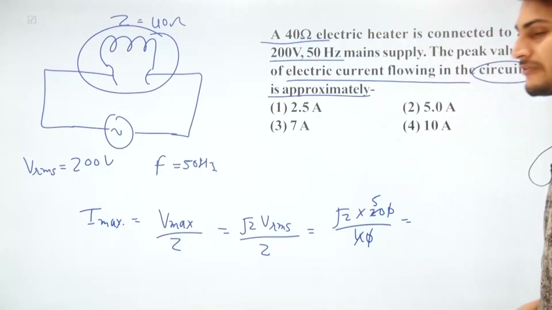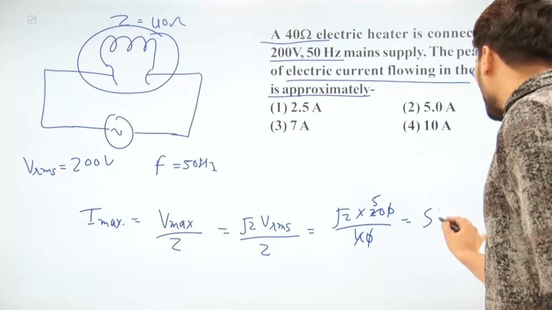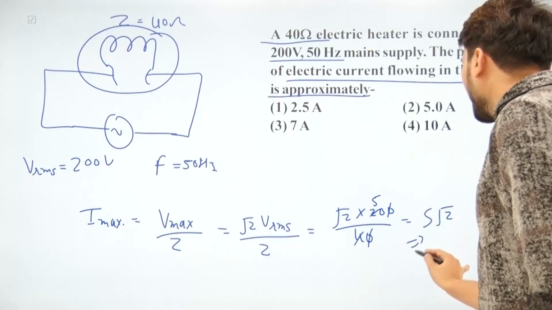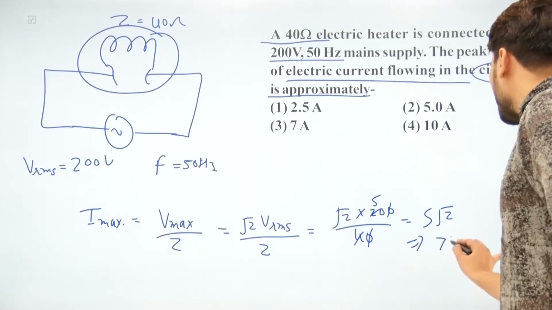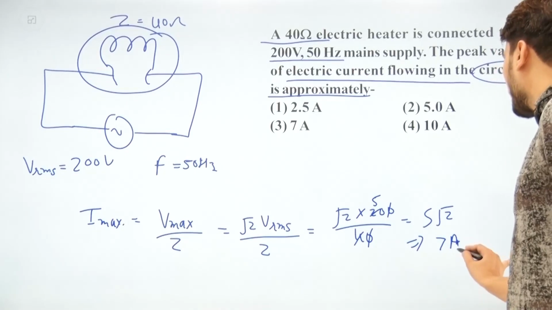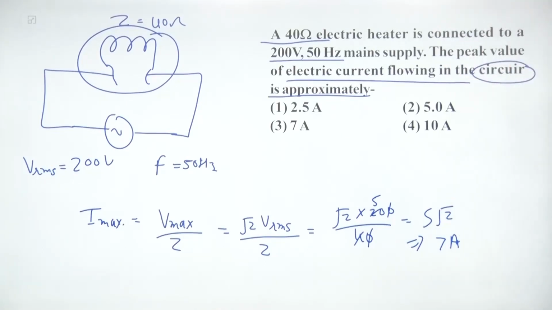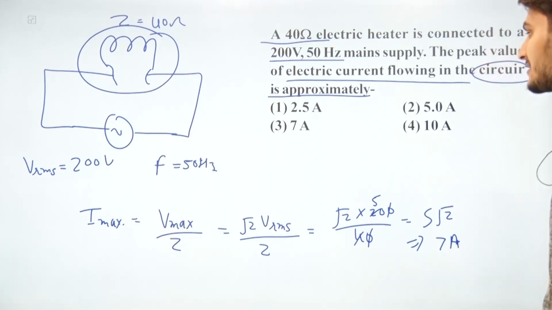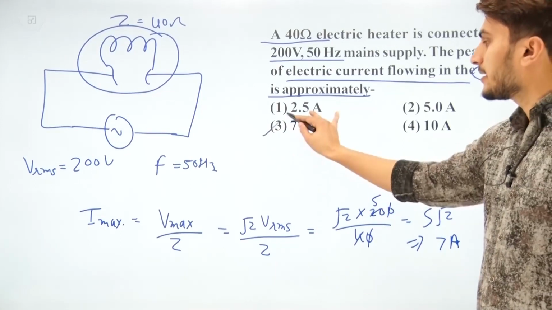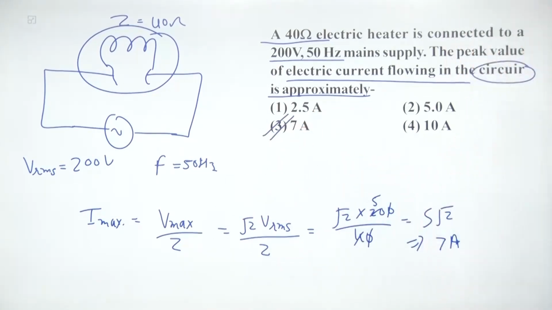So the maximum value of current will be 5 root 2. If we simplify it and find the approximate value of maximum current, it will be 7 ampere. So here we can say the maximum electric current in the heater is approximately 7 ampere. So which option will be right? Option number 3. Thank you.